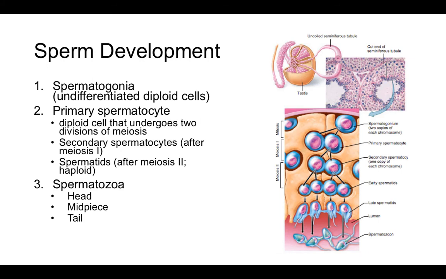So sperm development, there's 3 major stages. There's the spermatogonia, and then the primary spermatocyte, and then the spermatozoa.